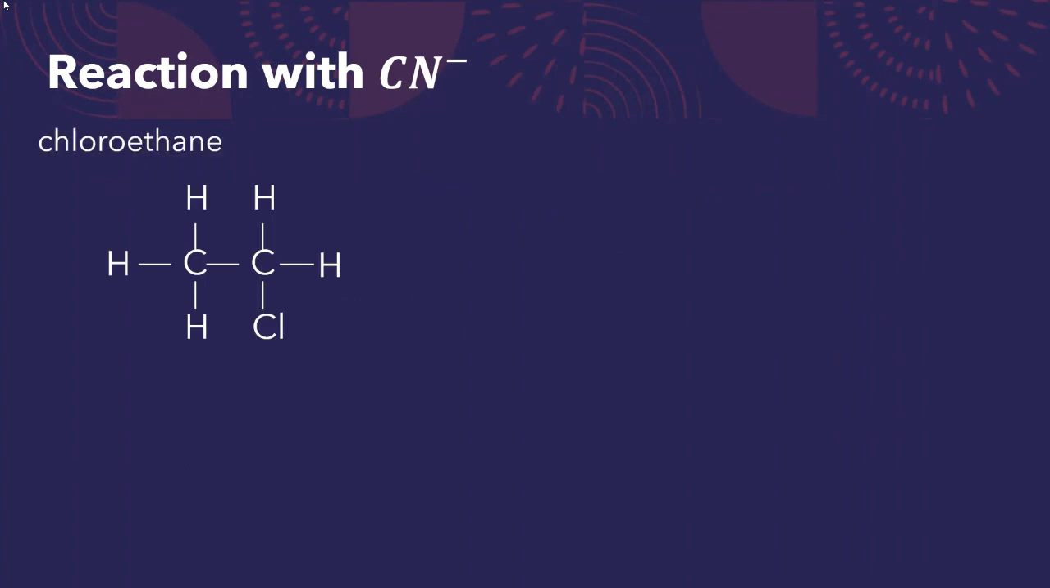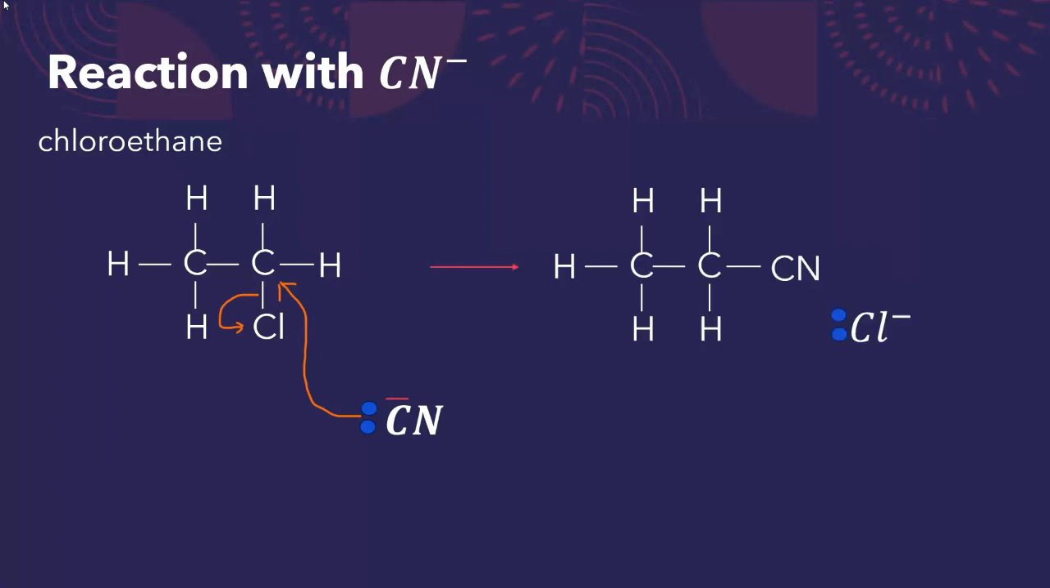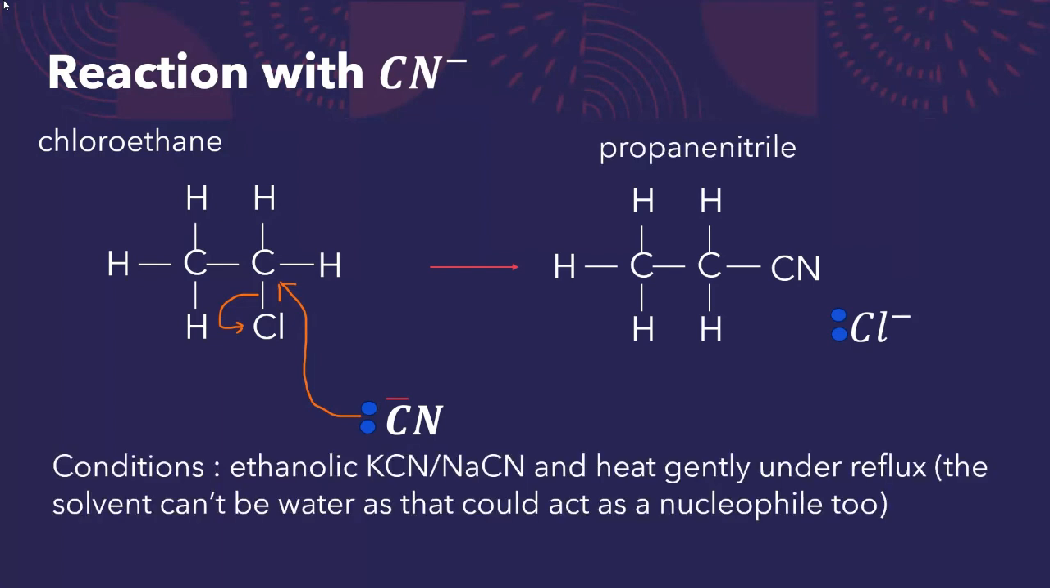Okay, so the next nucleophile is the cyanide ion, CN-. So this haloalkane is chloroethane, and this is the nucleophile. The minus is on the carbon atom, and the lone pair is also on the carbon atom. So as before, the arrow goes from the lone pair onto the carbon, and the carbon-halogen bond breaks. In this case, it forms a nitrile, and this one is propanenitrile. The conditions: ethanolic KCN or NaCN, and also use reflux.